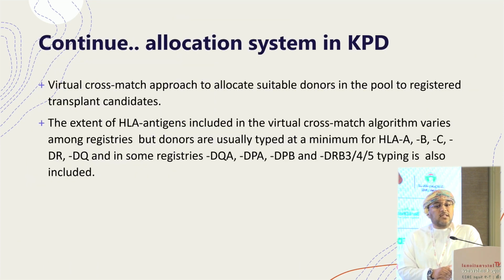The virtual cross-match is helpful in approaching the allocation of suitable donors to the registered transplant candidates. The extent of HLA antigens included in the virtual cross-match varies among different registries. But donors are usually typed a minimum of HLA A, B, C, and DR, DQ. And in some registries, they include DQA, DPA, DPB, and DRB3, 4, and 5, depending on the center itself.